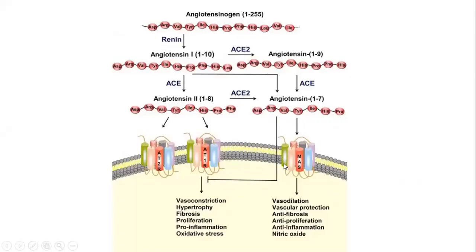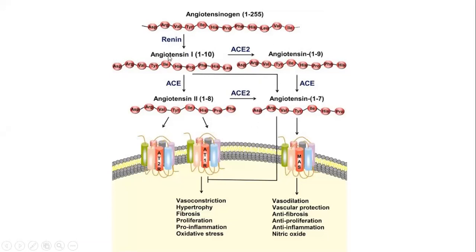So in our body, in the kidney, for example, we have angiotensinogen, with 255 amino acids. By renin, which is also an enzyme, the angiotensinogen will be converted to angiotensin 1, with 10 amino acids. And then here are the functions.